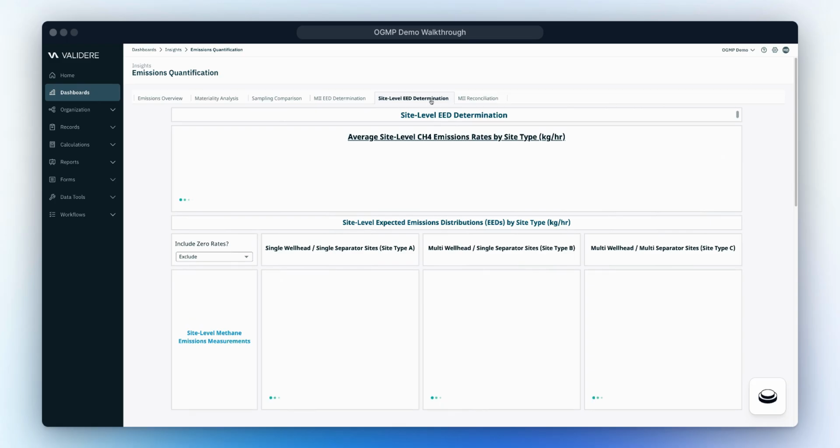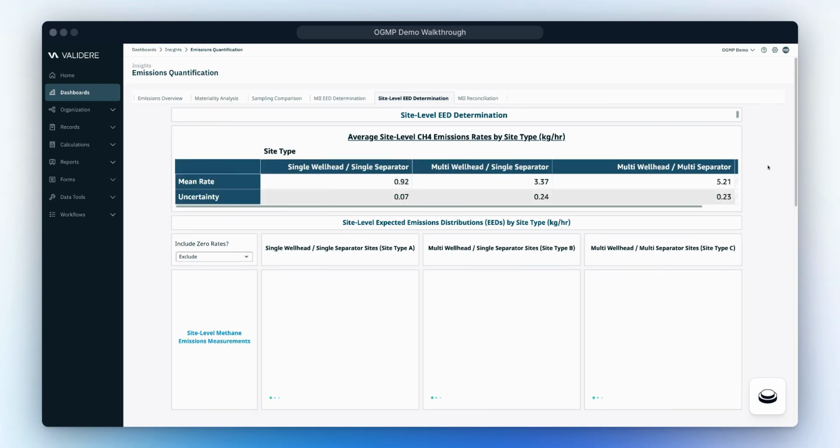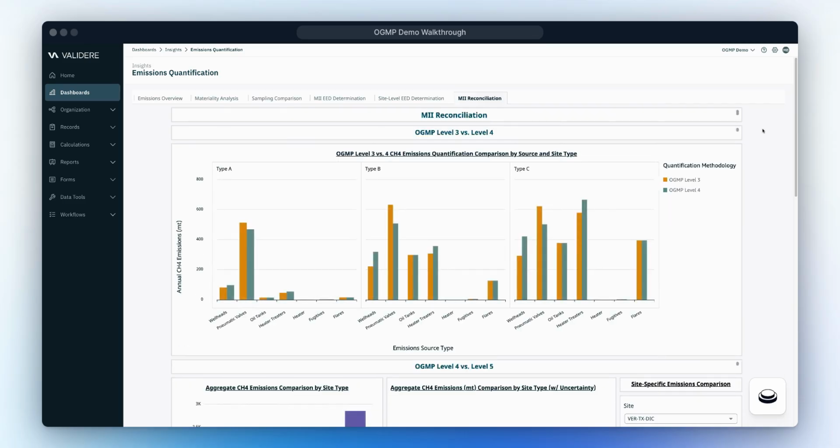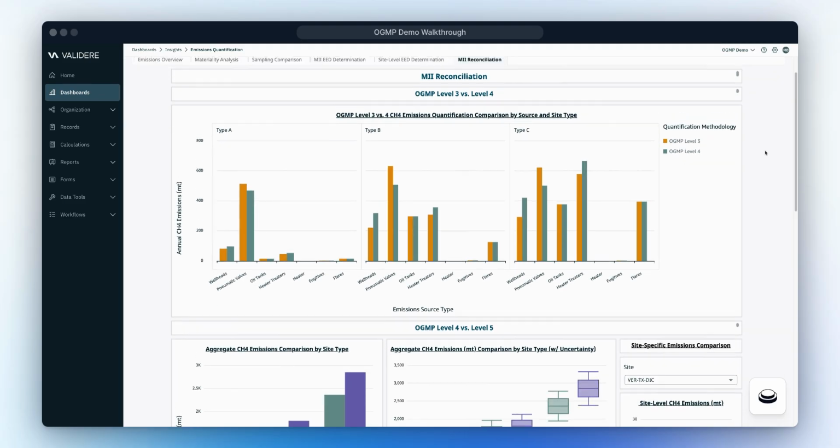Now, the results of those measurements or those samples are used to create these EEDs, or expected emissions distributions, where the measurements taken either at the site level, as we're seeing here, or at the emission source level, which we have separately, are used to inform the average emissions rate, as well as the associated uncertainty with that emissions rate by site type and then also by source type. And these numbers are extrapolated out to the entire source populations to get the OGMP level 4 and level 5 quantified results.